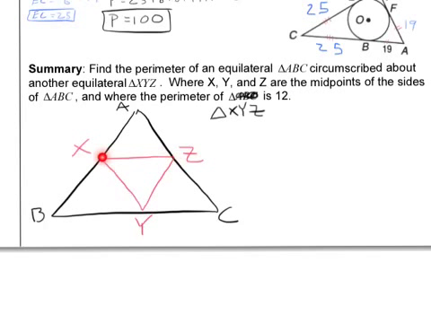This perimeter here is 12. And we want to know the perimeter of ABC. Okay, they're both equilateral. So that tells us a lot about these angles. So I want you guys to describe for me how you would find that perimeter. Okay, so find the perimeter and describe for me how you would do that. And that will be your summary for today's notes.